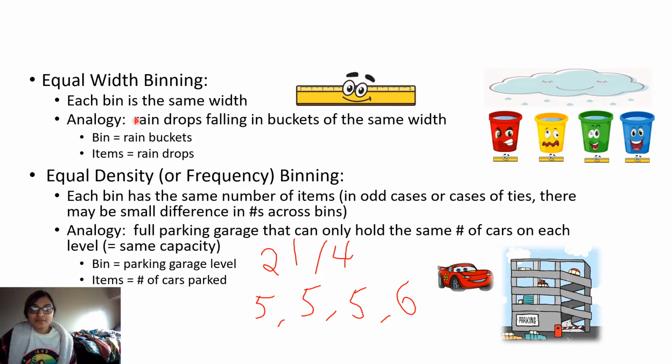Whereas equal width is more precise, because you can always take an interval and divide it into equal width bins. So that's more precise.